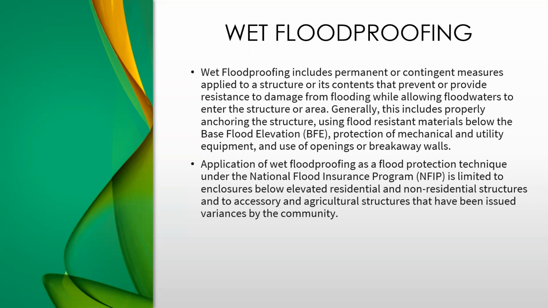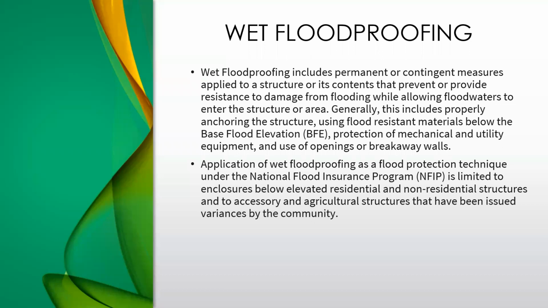Because of that, we have flood openings in them. This allows water into the structure or the area and then equalizes that pressure, in addition to having it properly anchored, which will also help with the pressure of moving water. We don't want anything to float away. And then flood damage resistant materials below the base flood elevation so that they don't take on any damage from flooding. And then we protect any mechanical or utility equipment by elevating them. And there it says by use of openings, which is what we'll be talking about. And then breakaway walls are for V zones, which we don't have in Kansas.